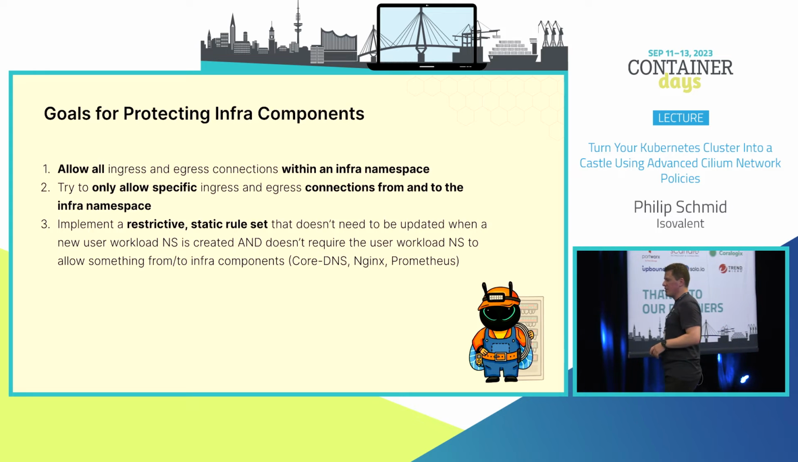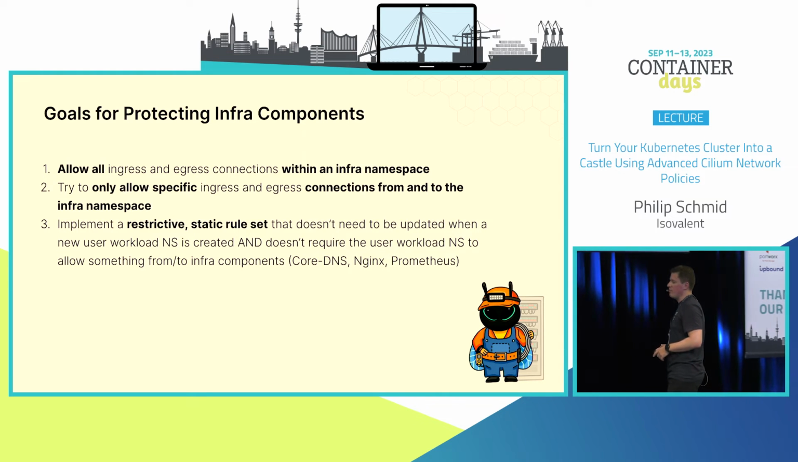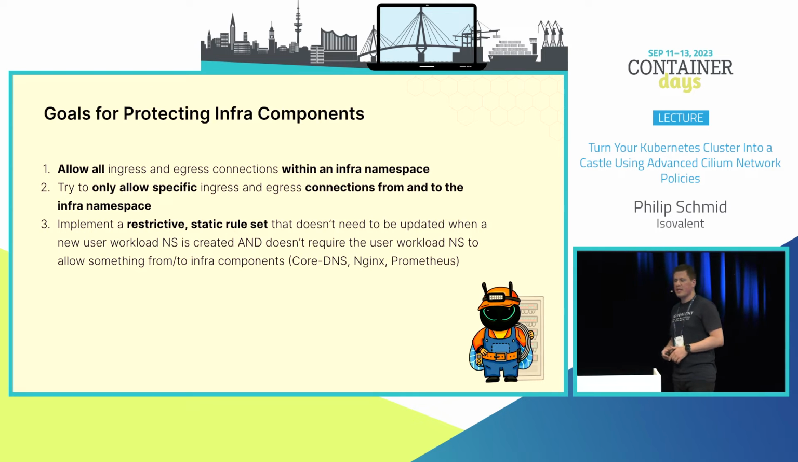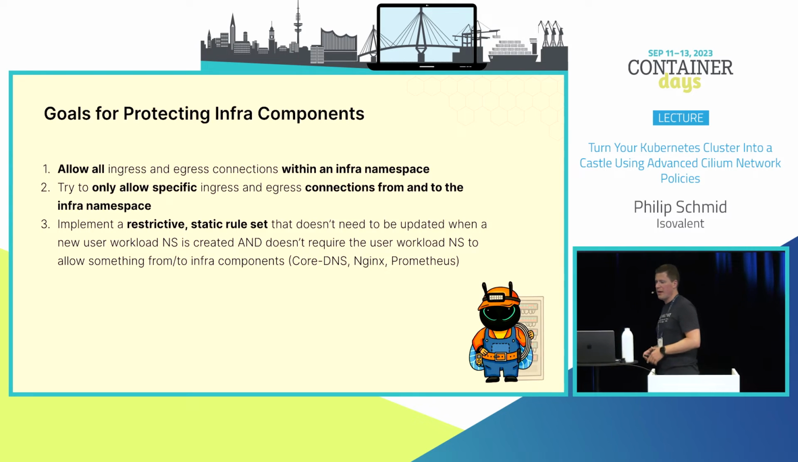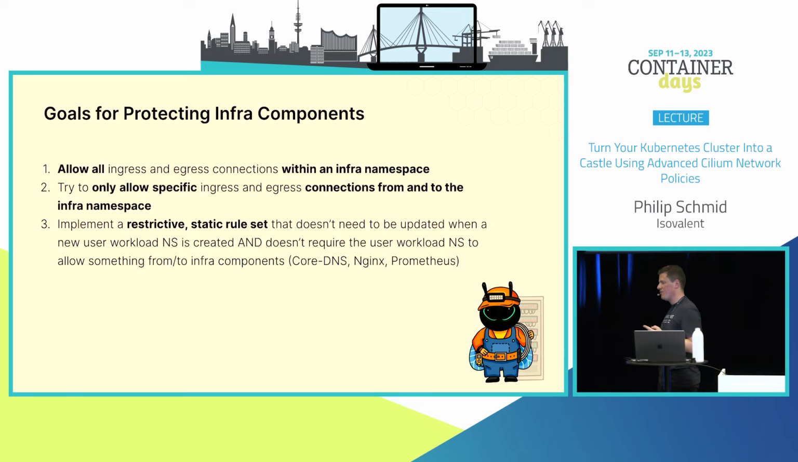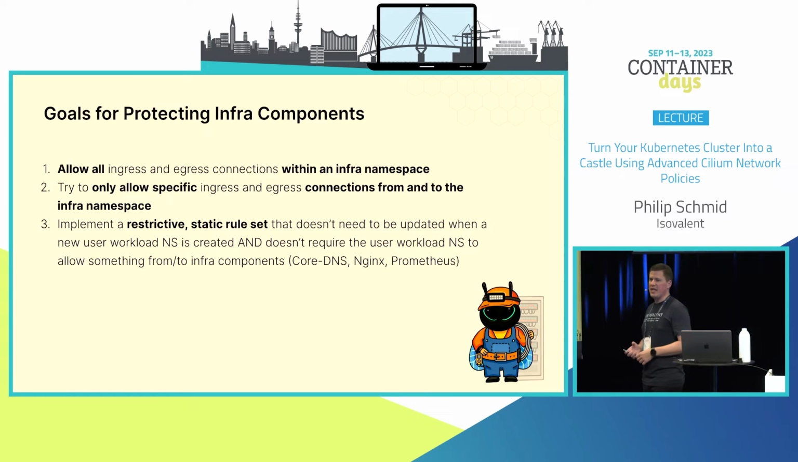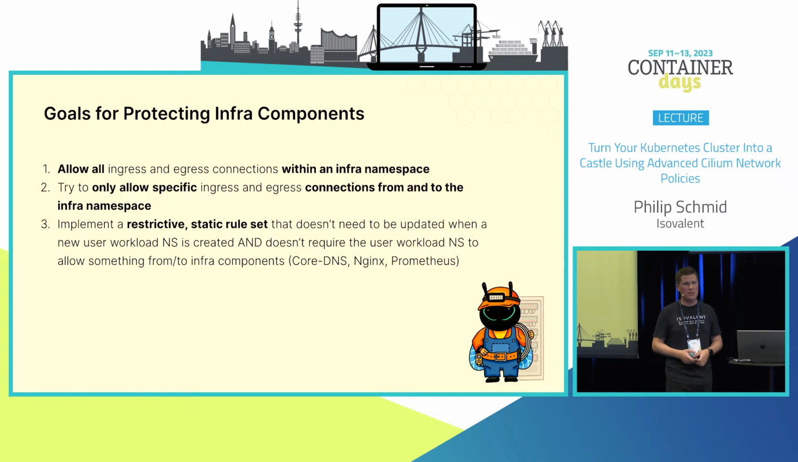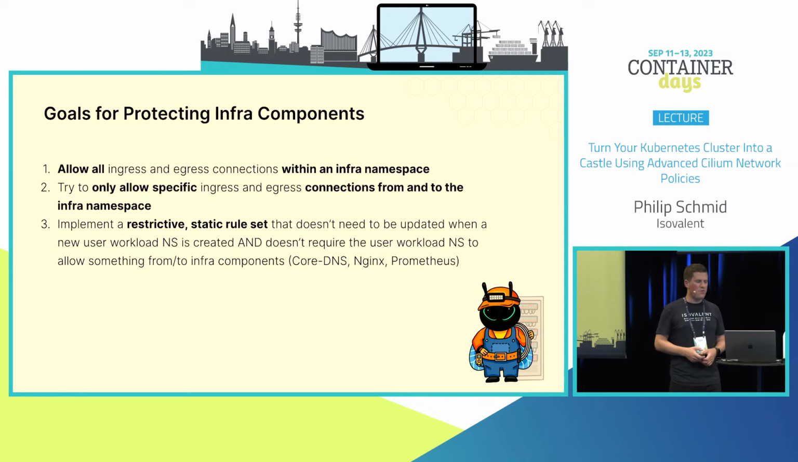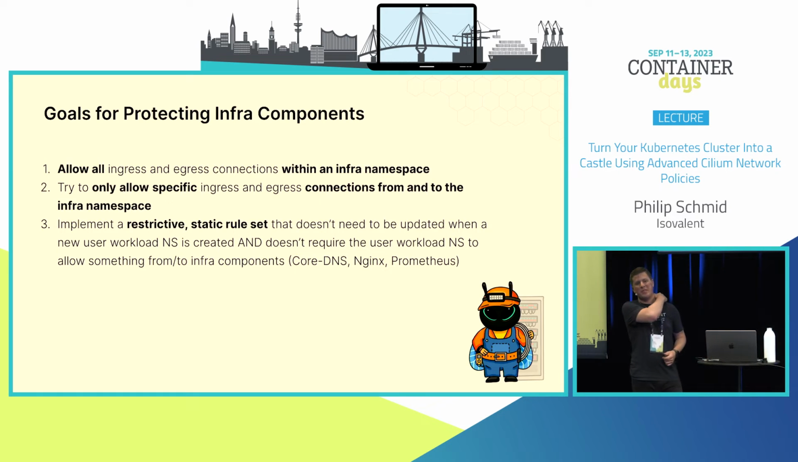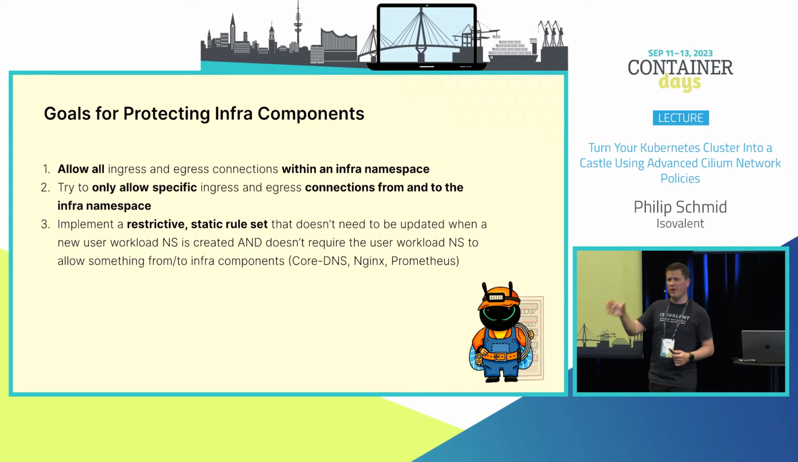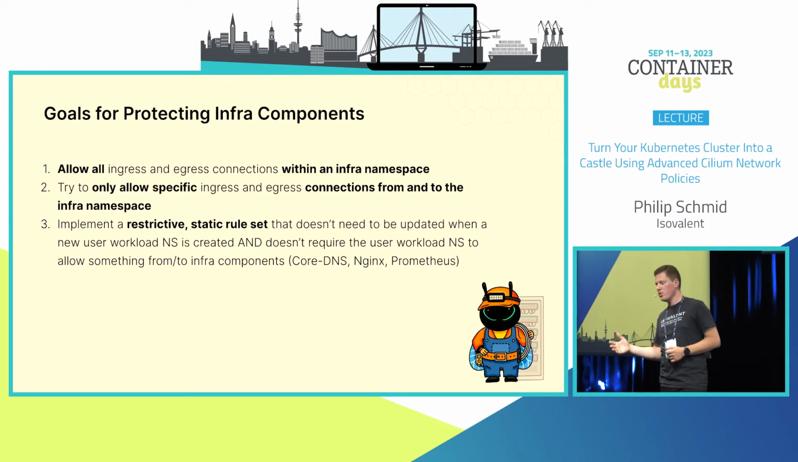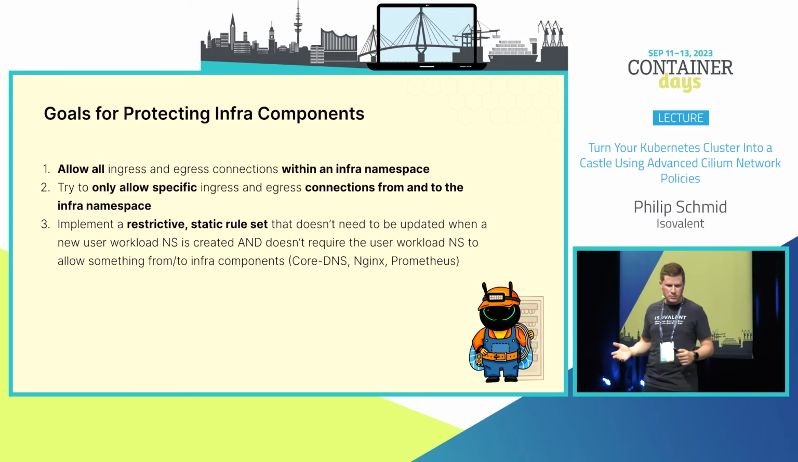So let's continue with how to protect your infrastructure components. And here we mainly need to take care of 3 different things. First of all, we need to allow any ingress or egress communications within an infra namespace. That's the easiest one. Then we need to take care of specific connections that are either coming from the outside to this namespace, or go the other way around, so egress traffic from your infrastructure component to the outside world.